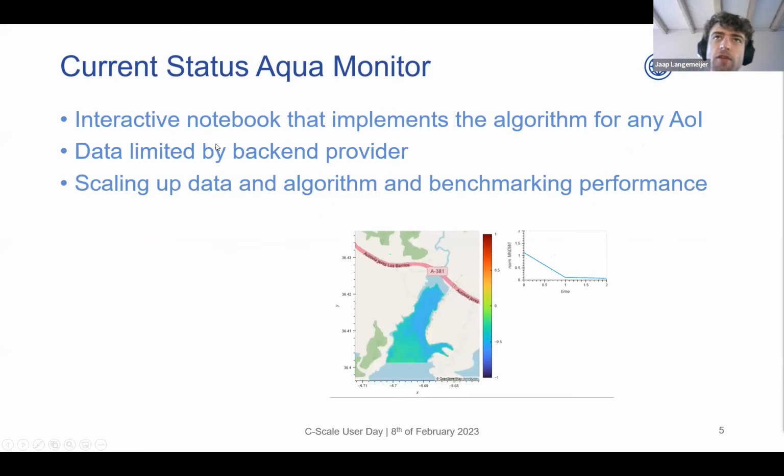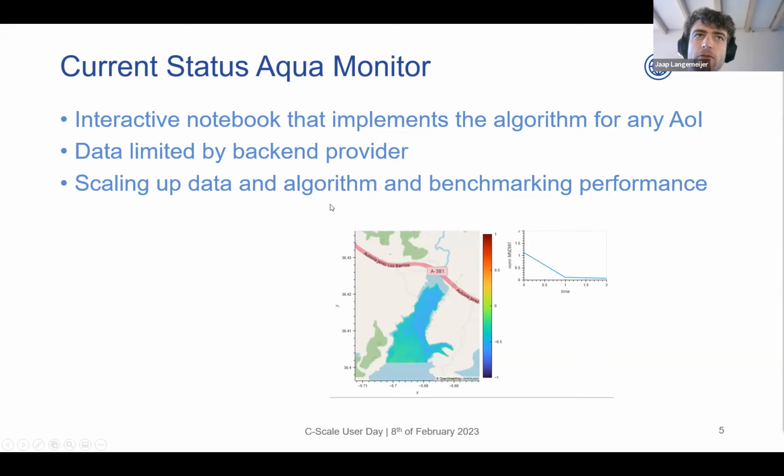Currently, we have an interactive notebook that implements the algorithm for any area of interest. The data is currently limited by the backend provider. So currently we're working with INCD for data in Spain, and hopefully with INFN for Italy data as well. And of course, we had big help from Vito, because they have a lot of maintainers from the OpenEO platform and a lot of data, so that I could get started early. And now the INCD has installed and tested the deployment and the data.